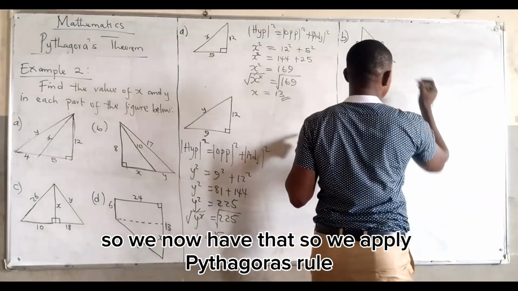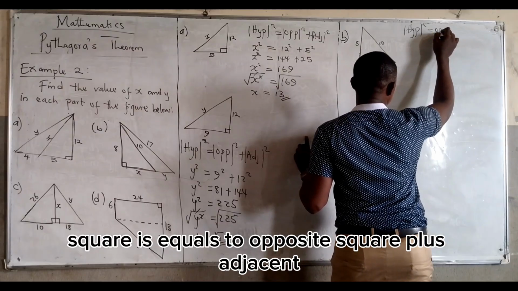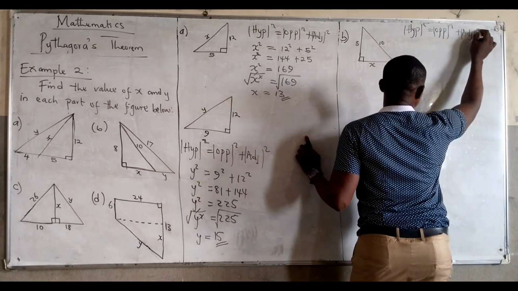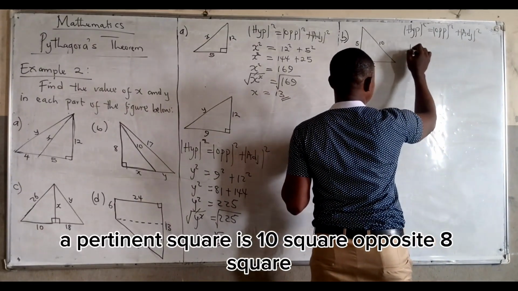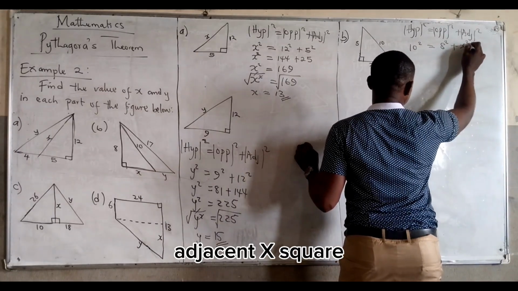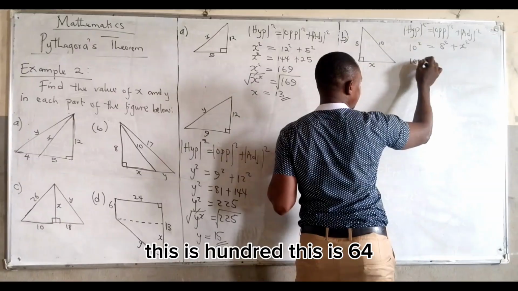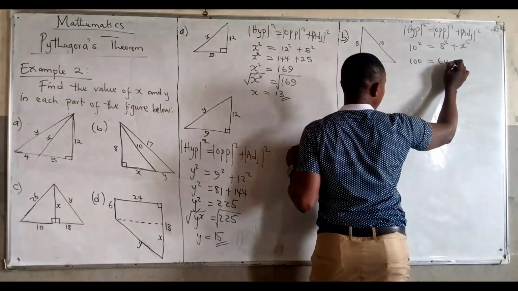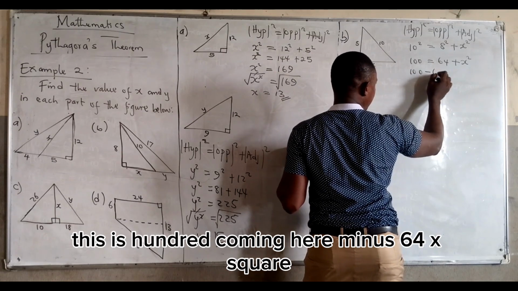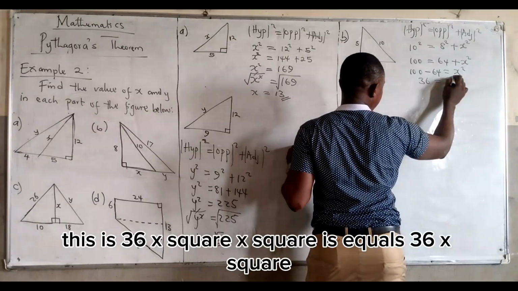So we apply Pythagoras rule. Hypotenuse square is equal to opposite square plus adjacent square. Hypotenuse square is 10 square, opposite 8 square, adjacent x square. Any one can be our opposite or adjacent. This is 100, this is 64, this is x square. This is 100, coming here minus 64, x square. This is 36, x square.